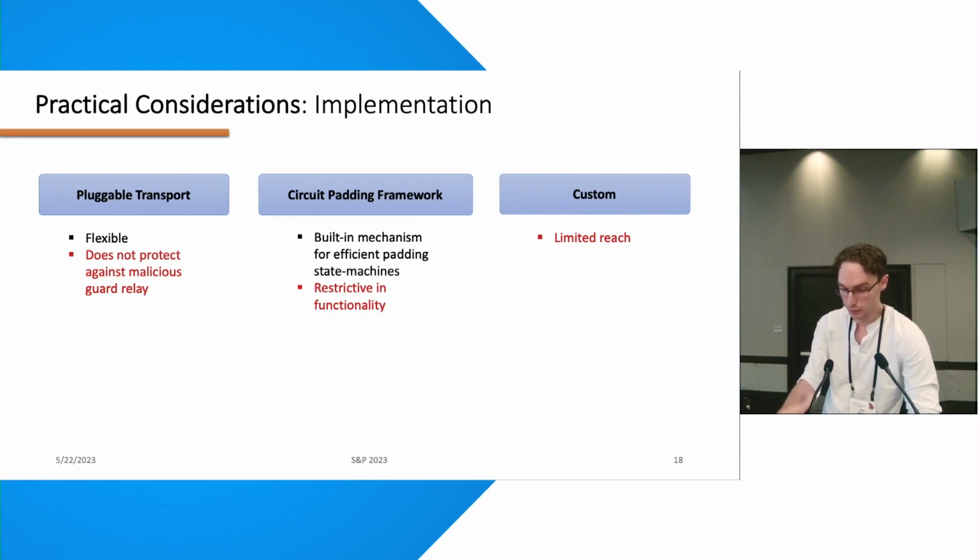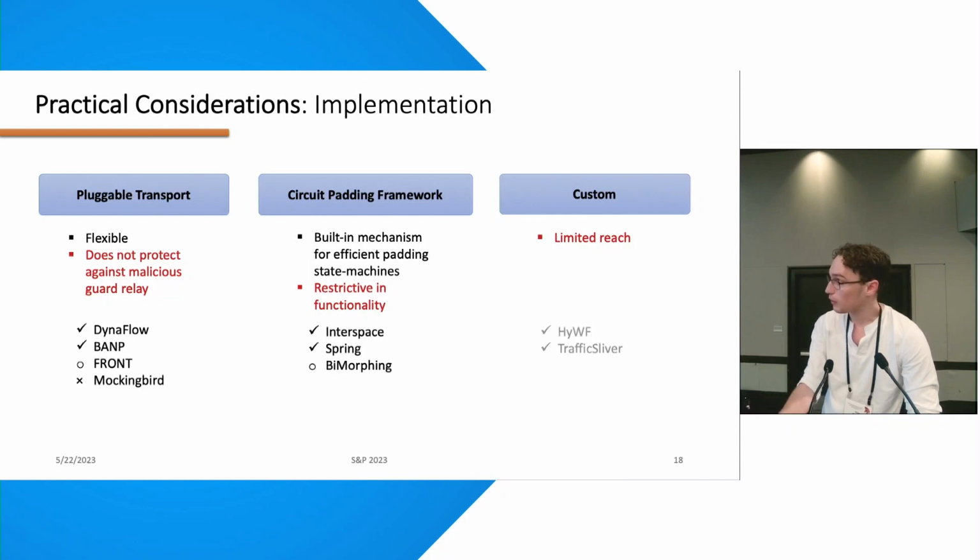Now, the preferred mechanism is the circuit padding framework because it's built directly into Tor and designed for padding defenses, but it's restrictive. We don't have time to go into the full details of the limitations here, but all of the defenses fit into one of these 3 categories.